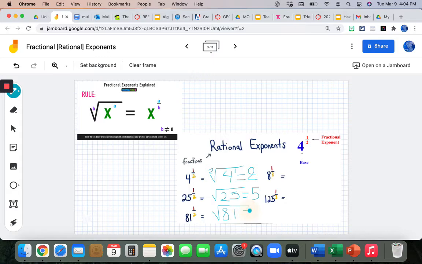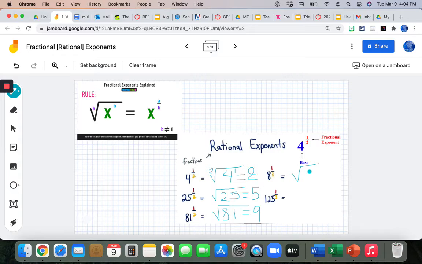81, the square root of 81 is 9 times 9, which is 9. So 9 is the answer for 81 with the exponent of 1 over 2, or square root of 81, which we rewrite right here. Can you pause and try and see if you can complete these last 2 problems?